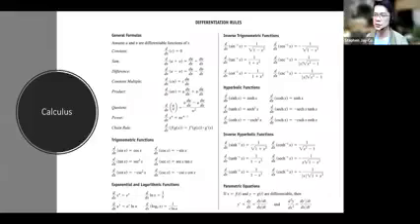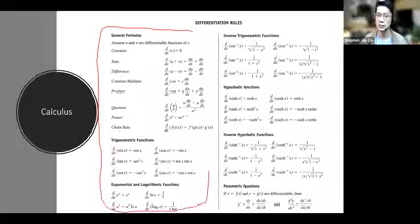For calculus, the basics of the differentiation rules: the general rules for constant, sum, difference, chain rule, the power rule, quotient rule, the trigonometric functions, and exponential. These are the most important ones, all on the left side, and you have to recall and memorize this part.